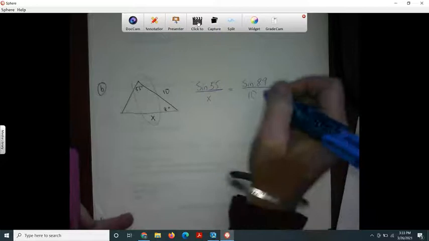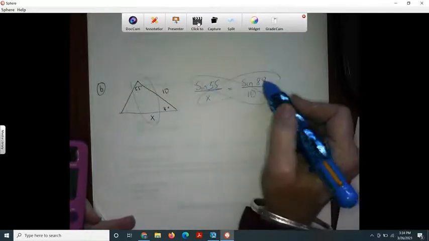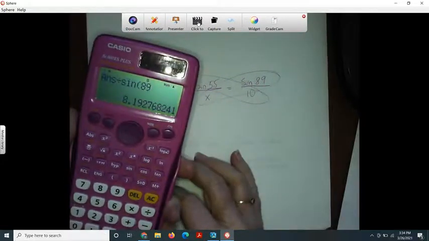Okay, and then we're going to solve for x. A shortcut is you can just go this times this divided by this. I'm going to do it that way. I'm going to say 10 times sine of 55 divided by sine of 89. And that gives me 8.19.